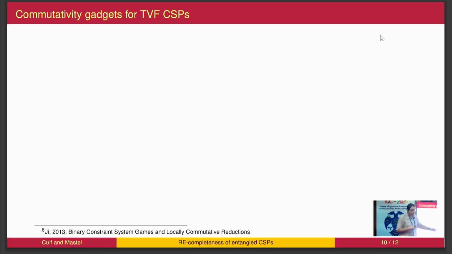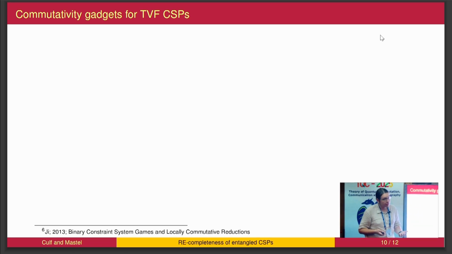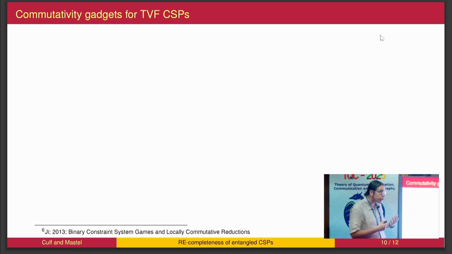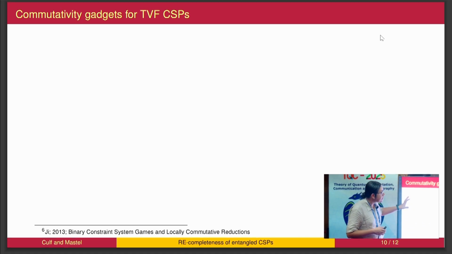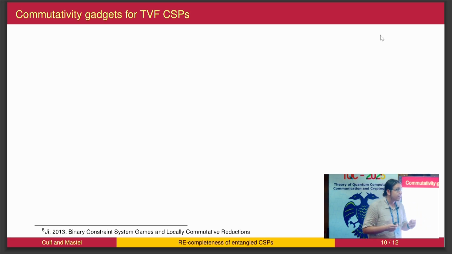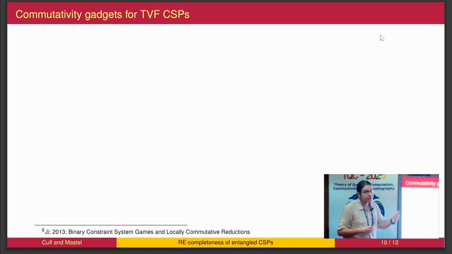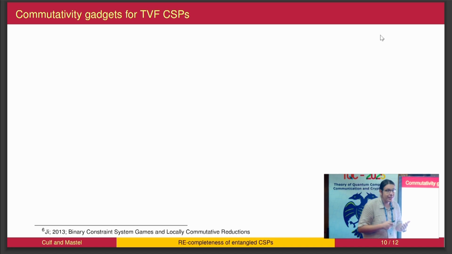So these are the two variable falsifiable CSPs, and for some of them we are also able to construct commutativity gadgets. And this case really is why we were not able to get the hardness reduction for all CSPs, because these commutativity gadgets can be quite esoteric in nature and really need to be constructed on a case-by-case basis. So I'll show you a couple of the constructions that we have.